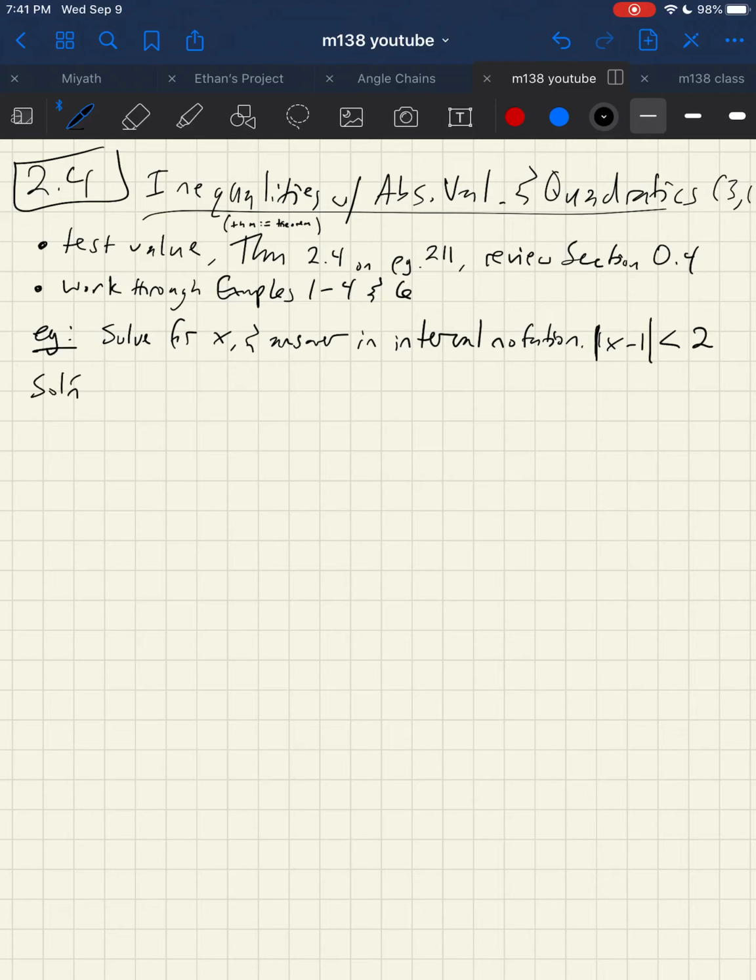All right, so solution. We want to solve the absolute value of x minus 1 is strictly less than 2. So we're going to employ this theorem 2.4, which I talked about in section 0.4. I talked about the technique, I didn't call it theorem 2.4. But when we have an absolute value less than or equal to, we can write the absolute value in the middle and say it's less than 2 and greater than negative 2.